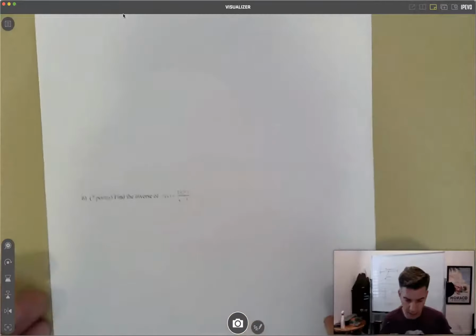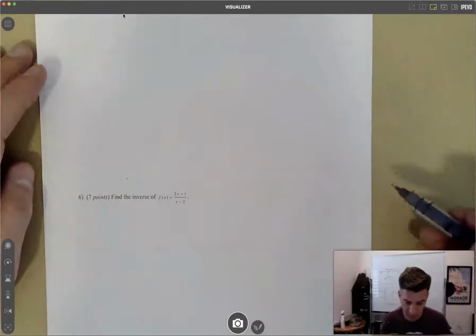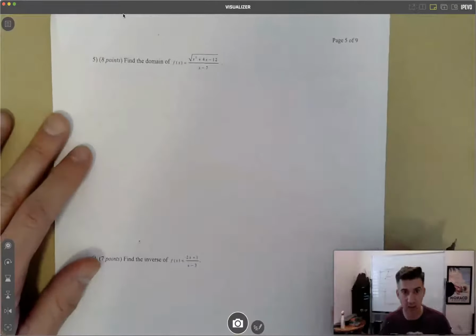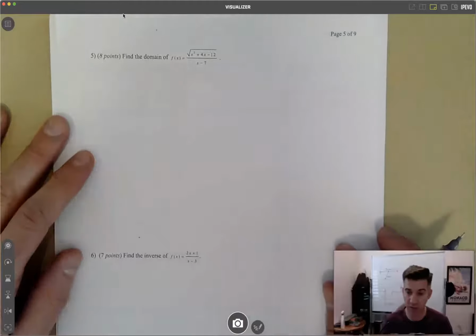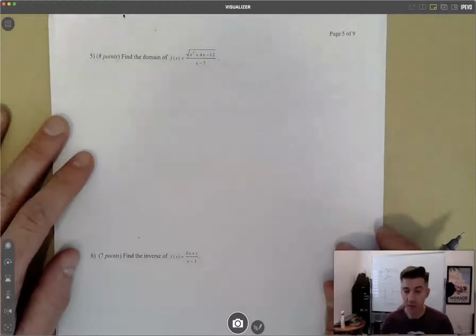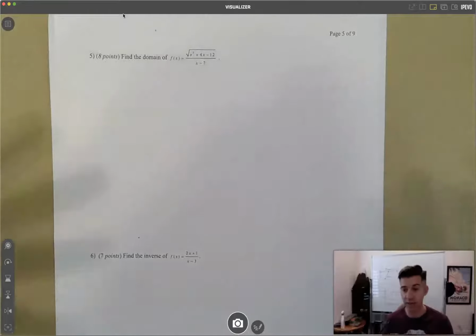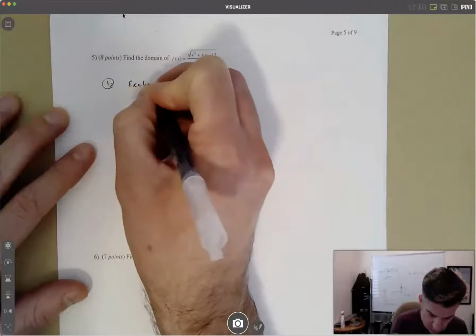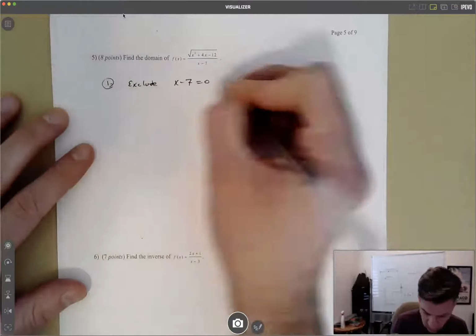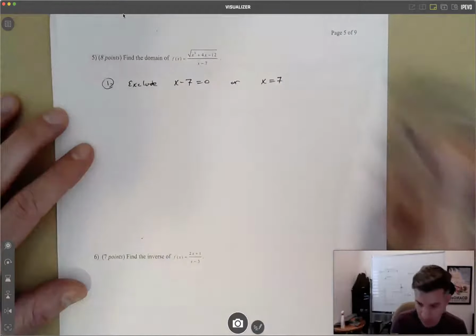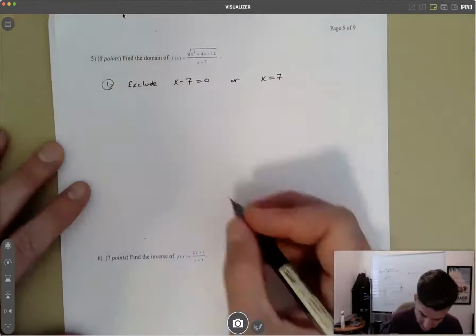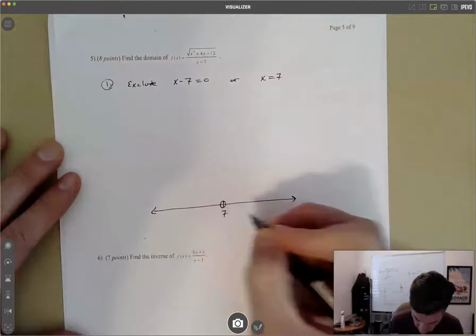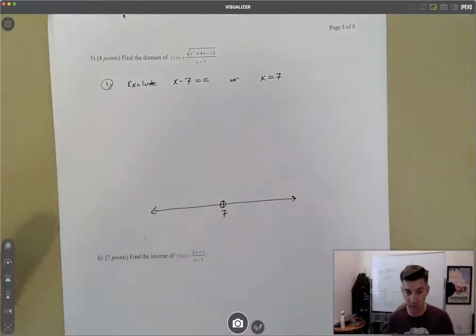All right, so in this next one, we want to find the domain of f of x equal to the square root of x squared plus 4x minus 12 over x minus 7. This expression has two different things that we have to be aware of. First and foremost, we want to exclude where x minus 7 is equal to 0, or x equal to 7. So whatever we get, we don't want 7. In fact, if I was doing my number line, I might even start off by saying, okay, well, I know 7 is a no-go. So far, everything else is fine, but 7 is not okay.